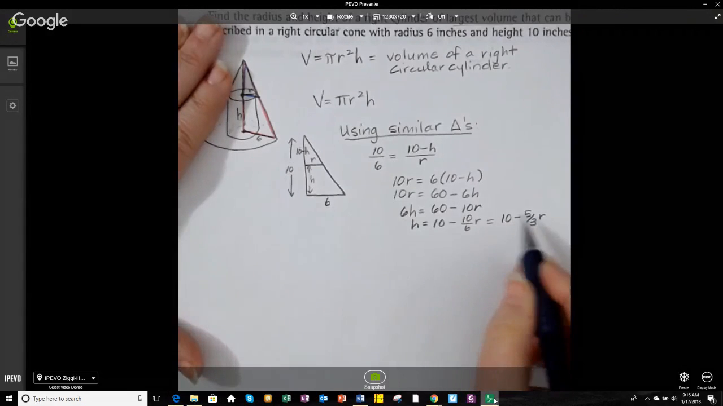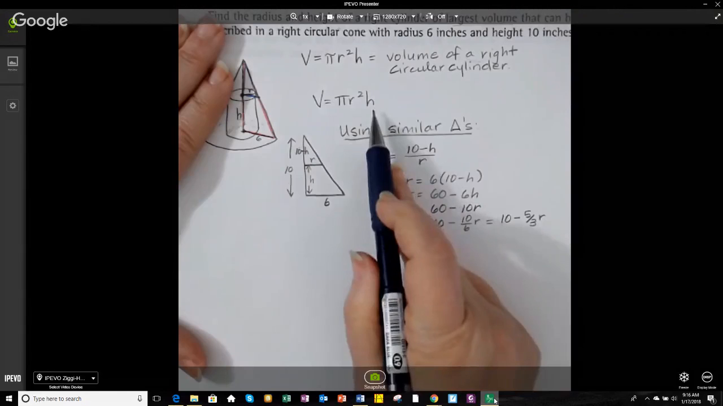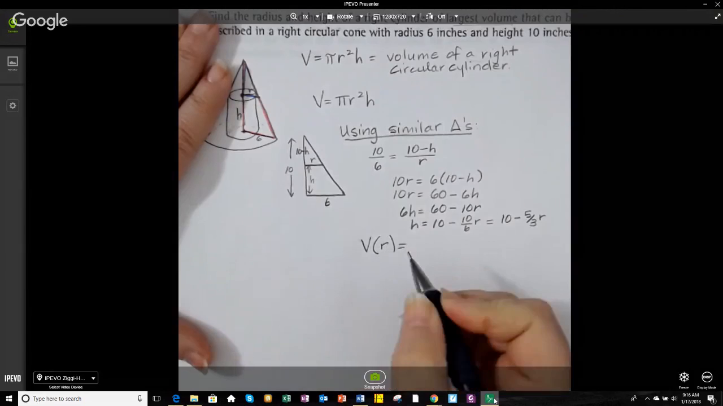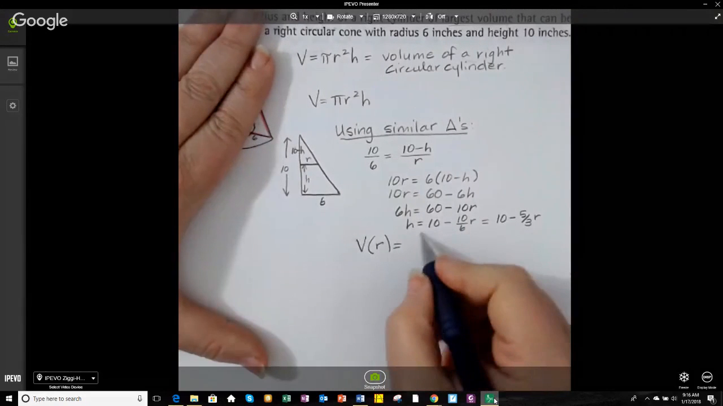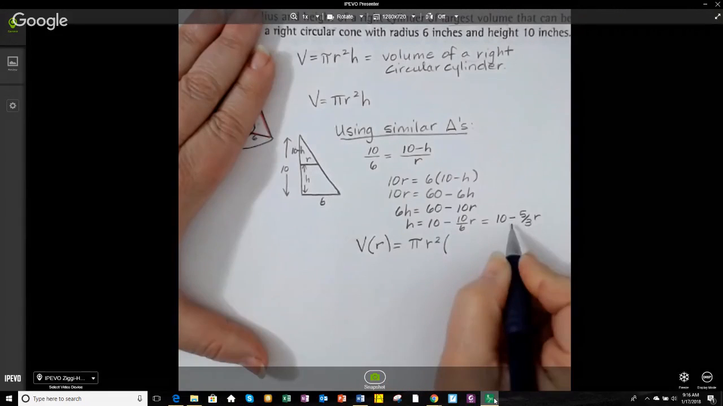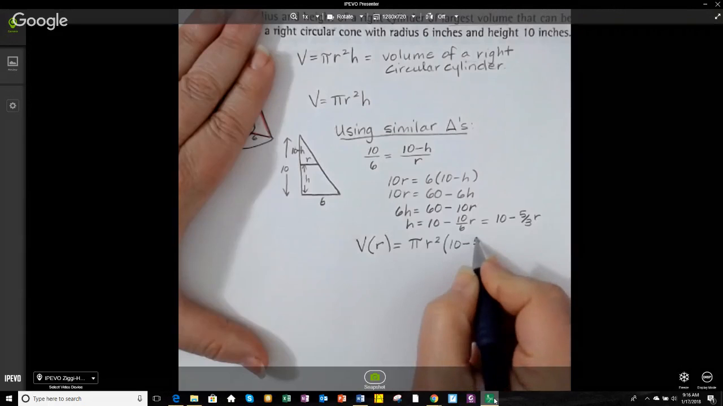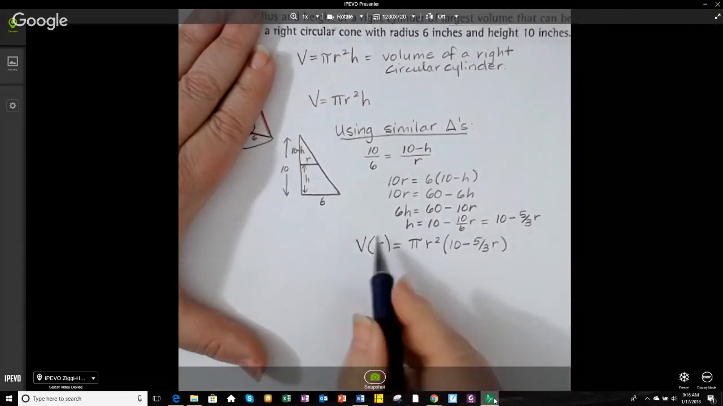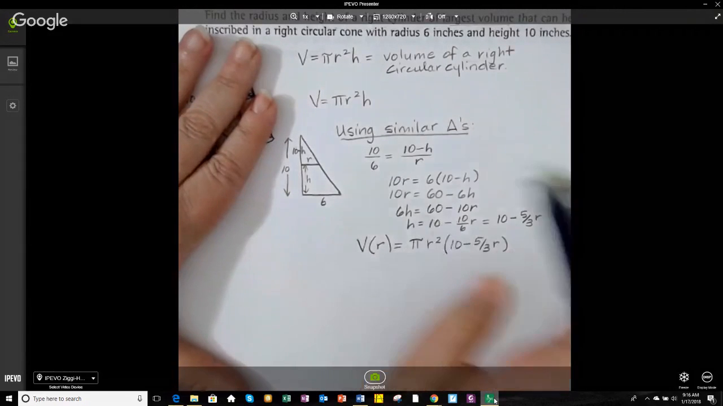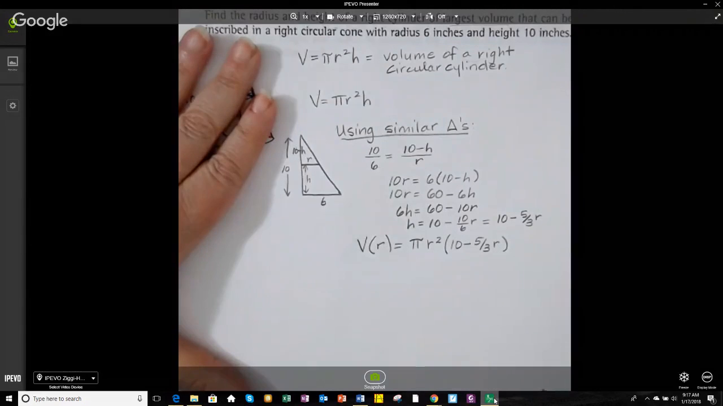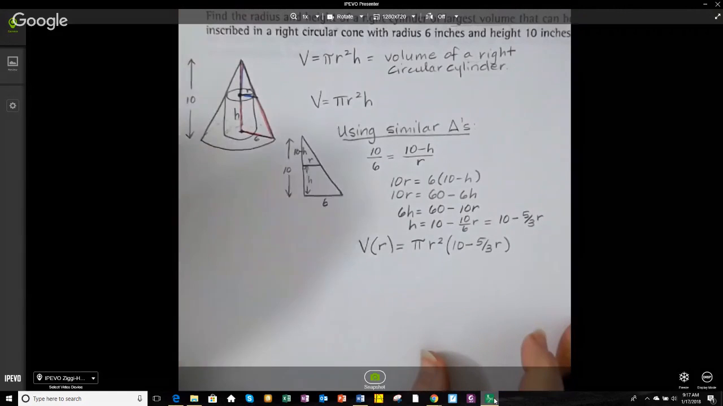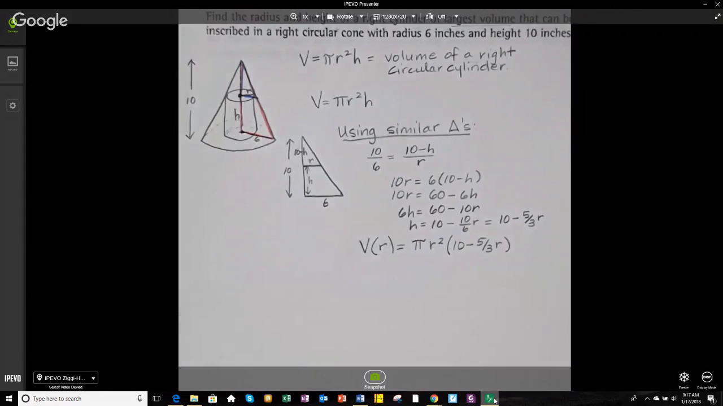So I'm going to take this expression for h and substitute it into this equation. So the volume, I can say volume of r, because it'll be a function of r only, is equal to pi times r squared times my expression for h, which is 10 minus 5/3 r. So this is the equation that I am going to plug in the calculator. We could multiply that out if you want to, but we're just trying to find the maximum, and in order to find the maximum, I don't have to have it multiplied out. I can just type it in my calculator. All righty, so here comes the calculator.